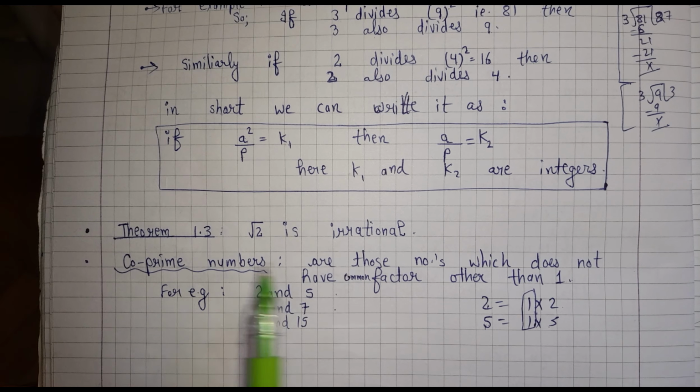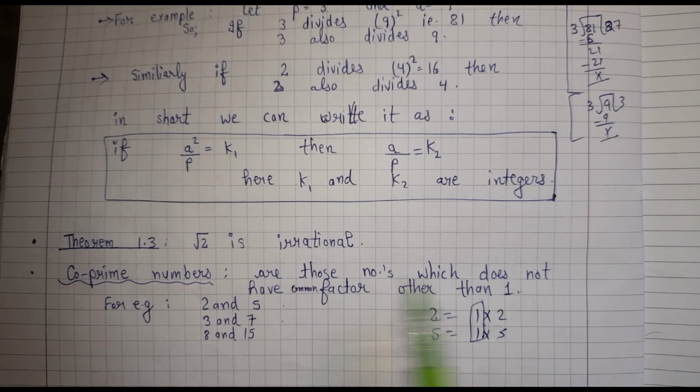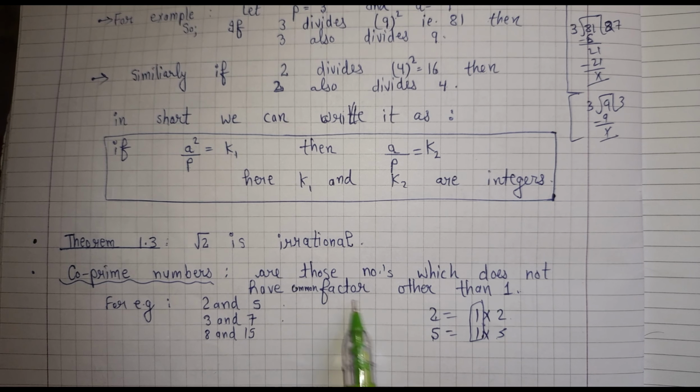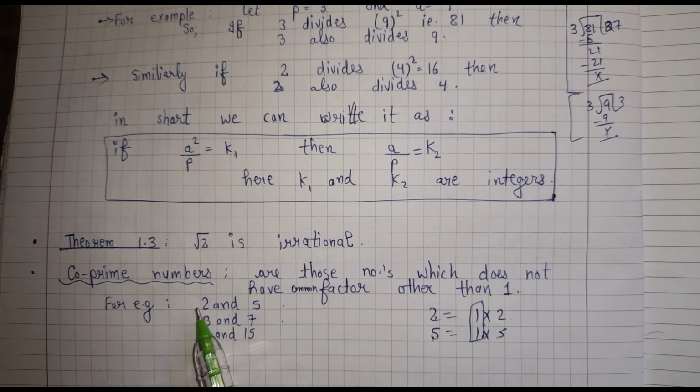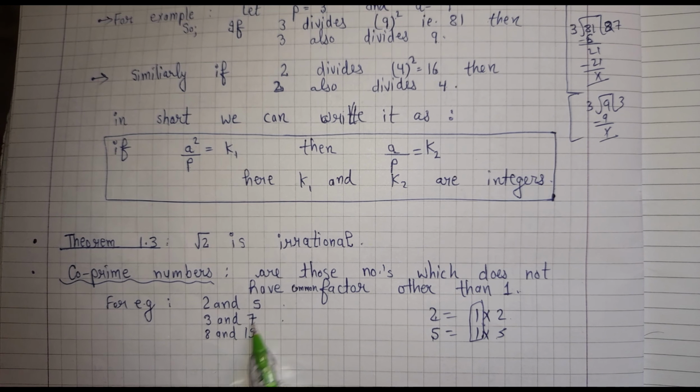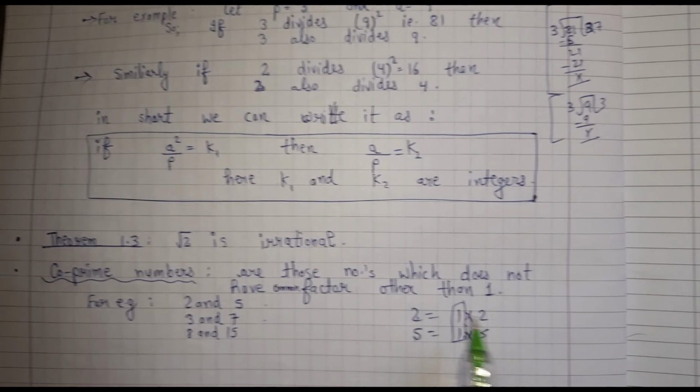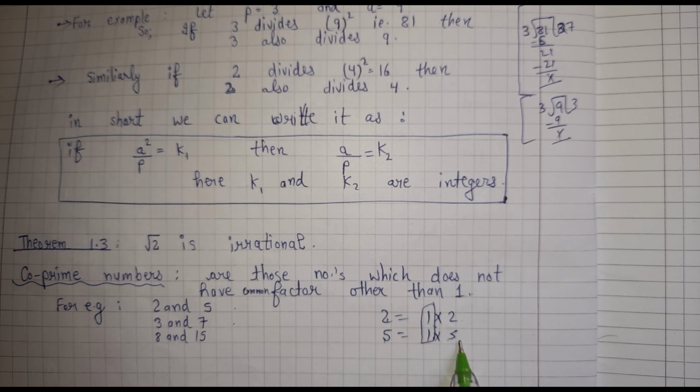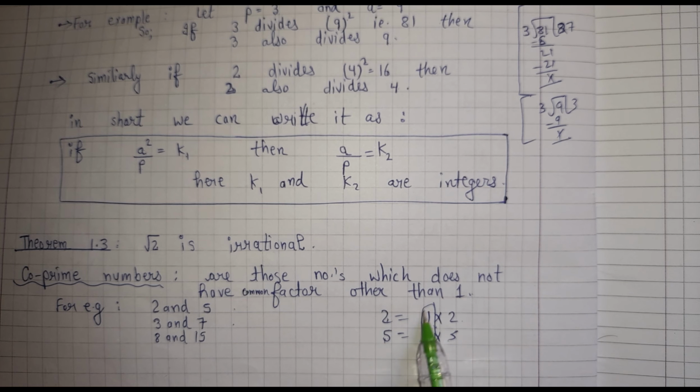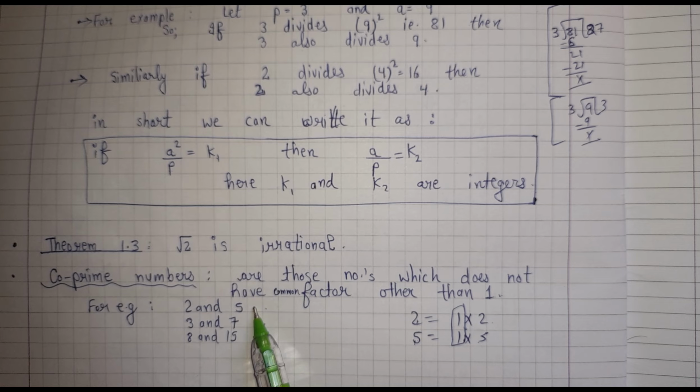Co-prime numbers. Co-prime numbers are those numbers which don't have any common factor other than 1. For example, 2 and 5, 3 and 7, 8 and 15. These numbers don't have any common factor other than 1. 2 and 5 don't have any common factor other than 1. So 2 and 5 are co-prime numbers.